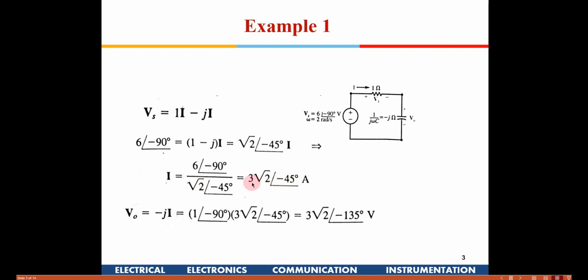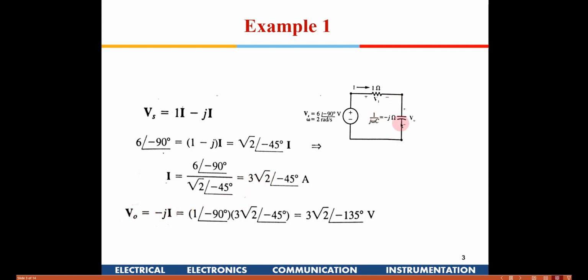Now, 3 root 2, is it the RMS value or the max value? Anybody? Shashank? Dheeraj? Anybody? This is the max value of the current. It's not the RMS, because voltage is also taken as the max, right? 6 is the max value. So 3 root 2 is the max current value. Okay, so that needs to be remembered.